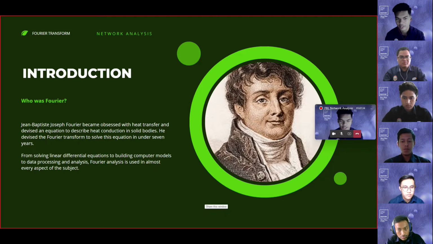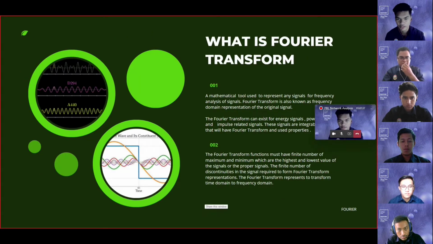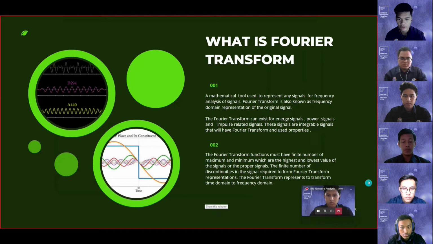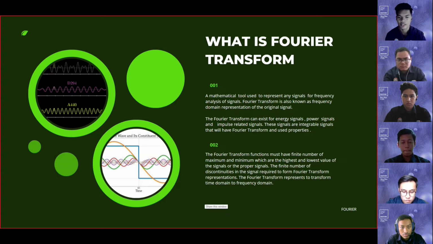Next slide. What is Fourier transform? Firstly, Fourier transform is a mathematical tool used to represent any signal for frequency analysis of the signal. Fourier transform is also known as the frequency domain representation of the original signal. The Fourier transform can exist for every signal, power signal, and impulse-related signal. These signals are integrable signals that will have a Fourier transform and use its properties.